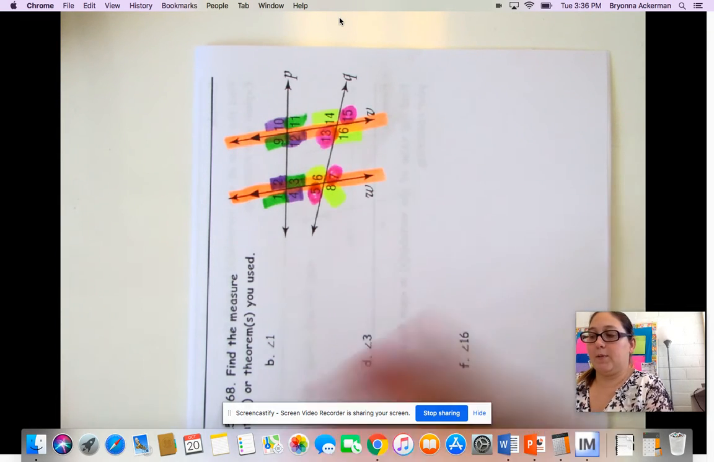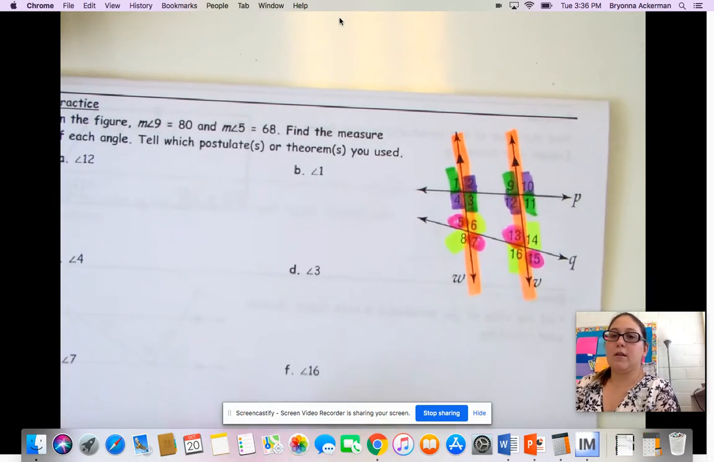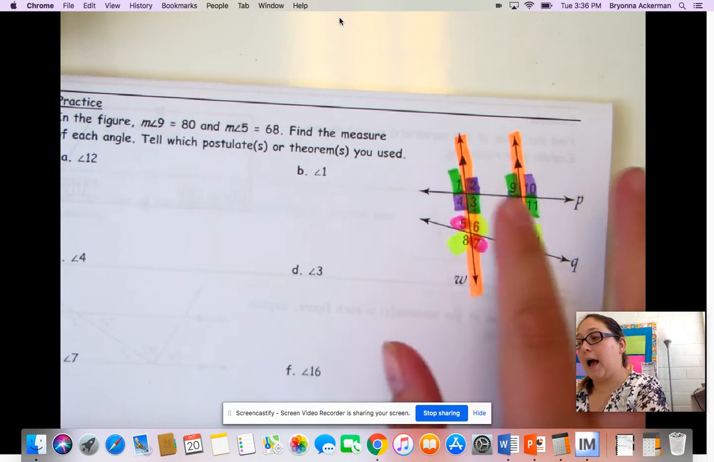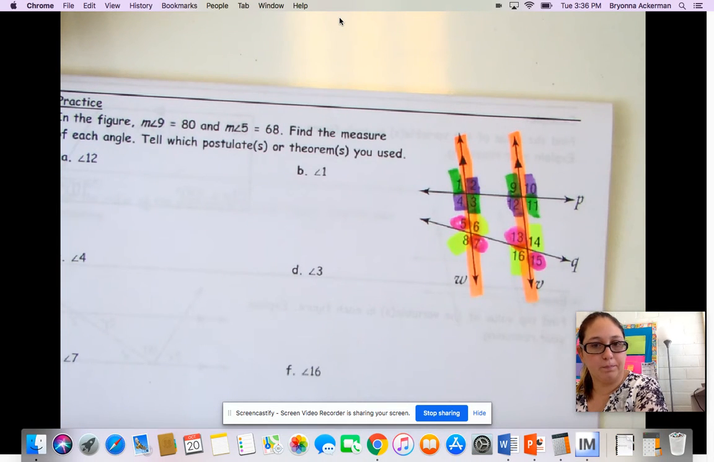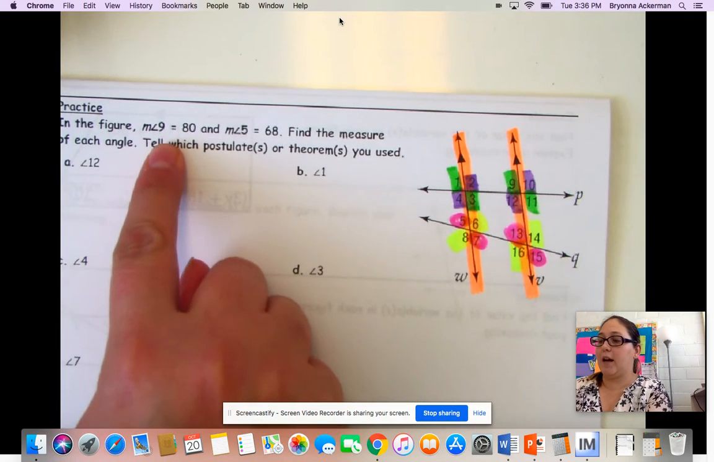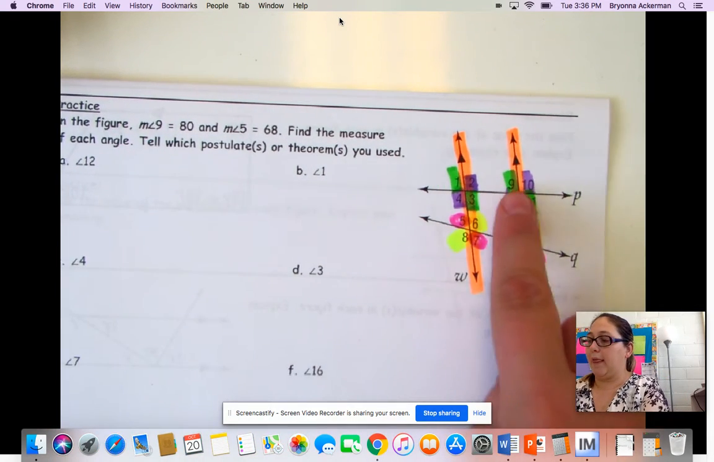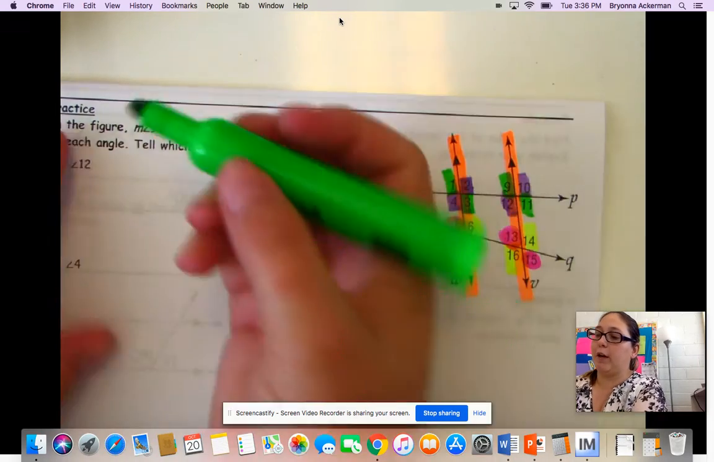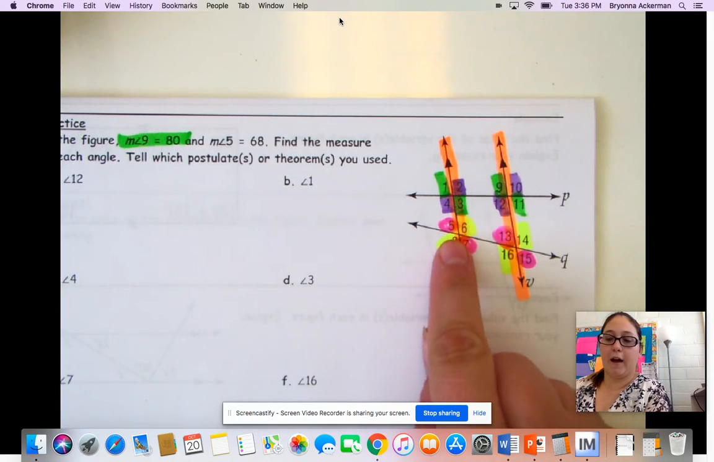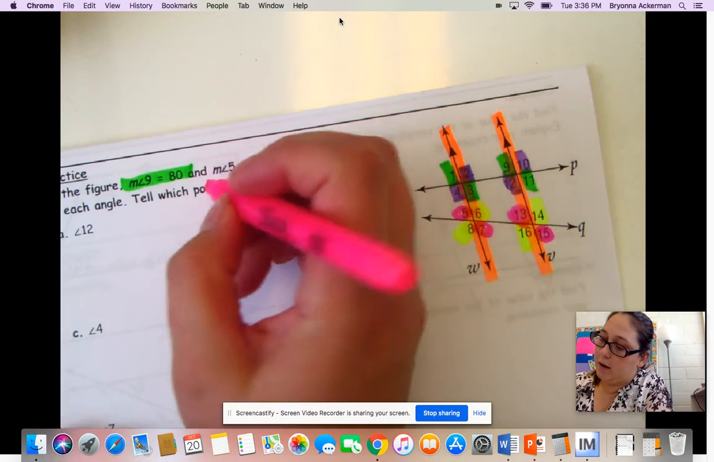The difference is when I flip it back around, these are not parallel. So that means I can't look at it from this direction. So there's not going to be 2 colors that are equal to each other like the last example, okay? So in this example, it's a little easier. So it says measurement of angle 9. So if I look at angle 9, that's green. So I'm going to put green for angle 9. Okay. And then measurement of angle 5. Here, angle 5 is pink.